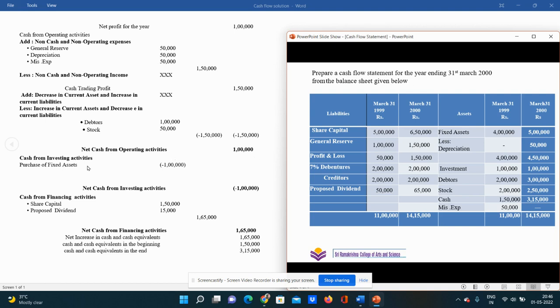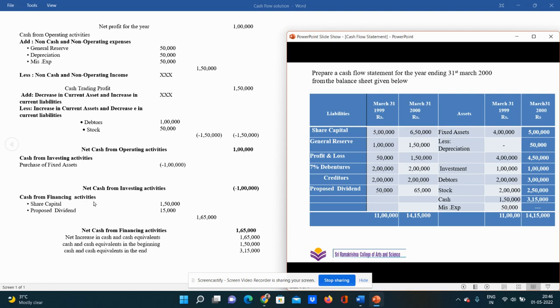Next, cash from investment activities. As we have seen previously, investment activities are long-term investments. So purchasing of fixed assets: since we are purchasing, our cash is going to outflow. I'm reducing, so we are in less 1 lakh rupees. So net cash from investing activities is minus 1 lakh.